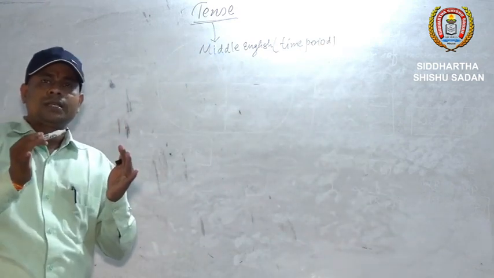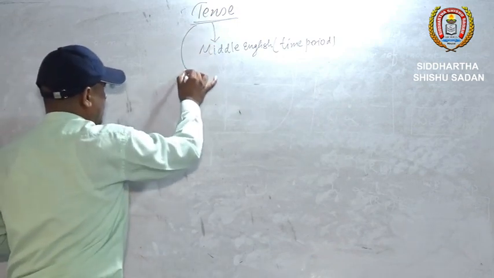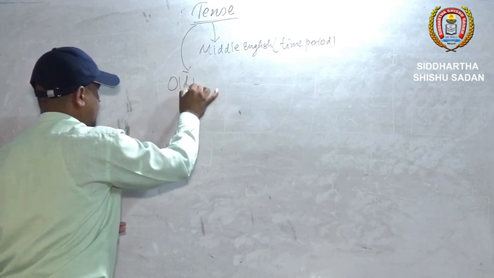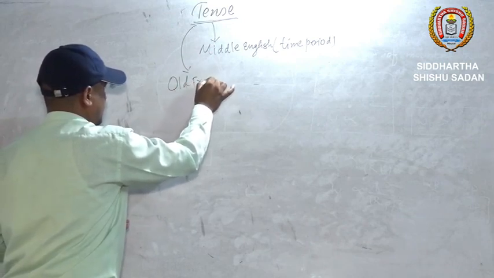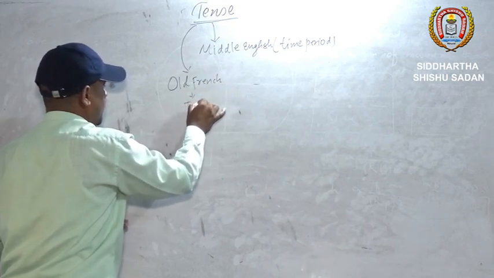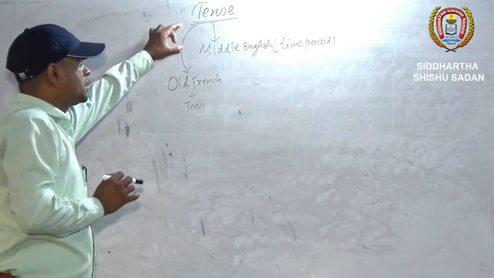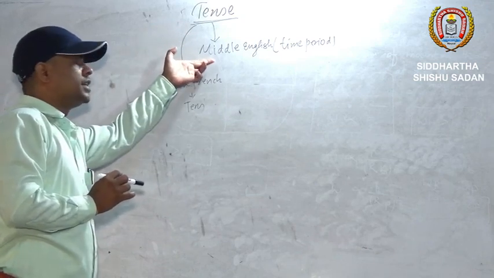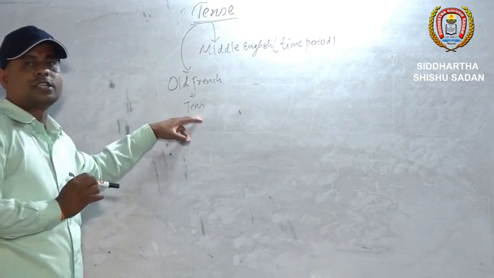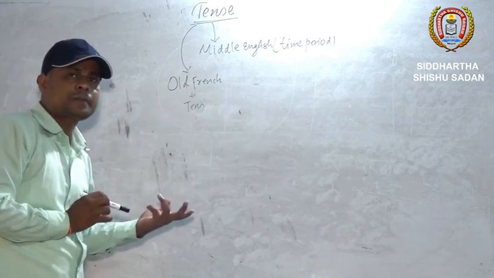In Middle English, there was a French word, tense, T-E-N-S. I mean to say here, dear students, the word tense was coined in Middle English from the word T-E-N-S, tense, that was one French word.